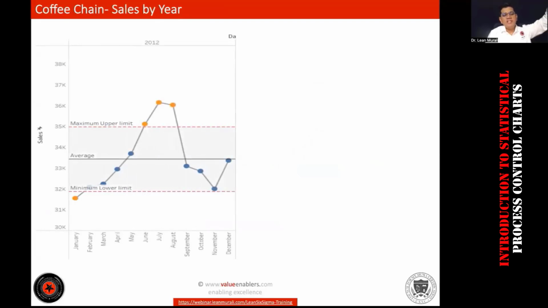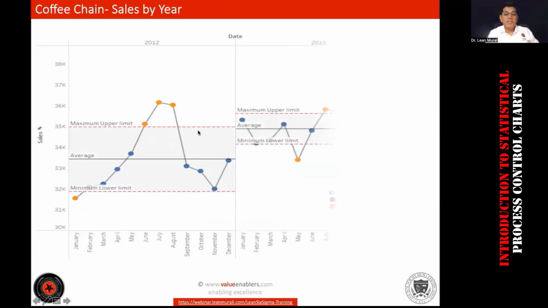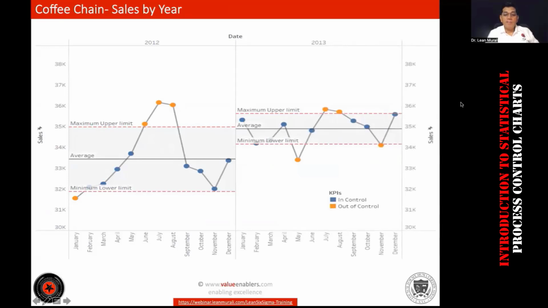This is one coffee chain's sales by year. If you see here, there is a special cause where the coffee sales have increased. Maybe it's a hot time or a season time or whatever it is. But then the average sales after the improvement have increased from somewhere around 33.5K to close to 35K, and also the variation has decreased. So this is how we show improvements. This is the year 2012 and this is the year 2013, before and after.